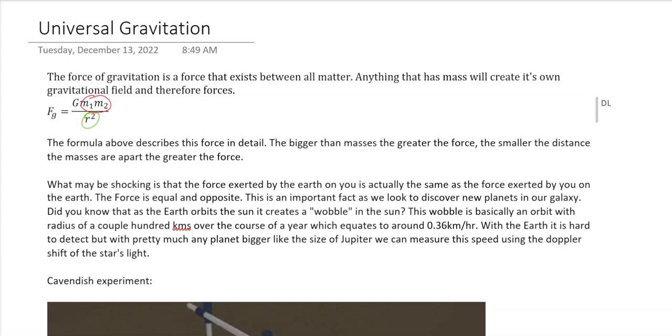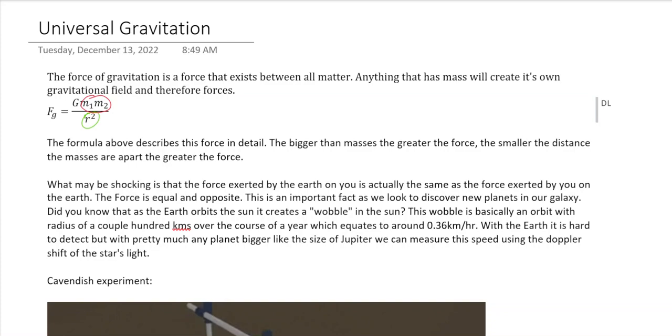This is about 0.36 kilometers per hour, which is about 10 centimeters per second, I believe. Yeah, 10 centimeters a second, that's about right. So it's not moving very quickly. The sun is moving because of the Earth, but not very quickly. And with the Earth, it's pretty hard to detect because the Earth is fairly small. However, with any bigger planet like Jupiter, it becomes very easy to tell.